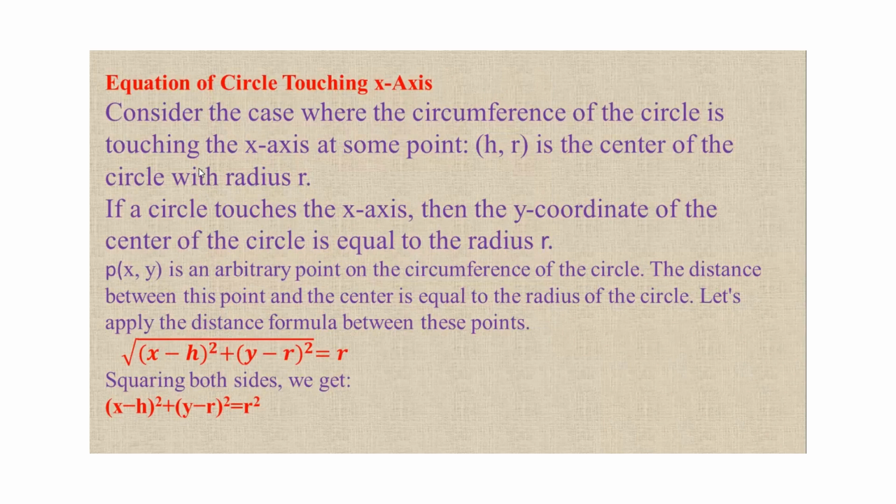The x-axis is tangent to the circle. The value of k equals the radius of the circle. So the equation of the circle is (x minus h) squared plus (y minus r) squared equals r squared. Here is the equation of a circle when the x-axis is tangent to the circle. The value of k equals the radius of the circle.